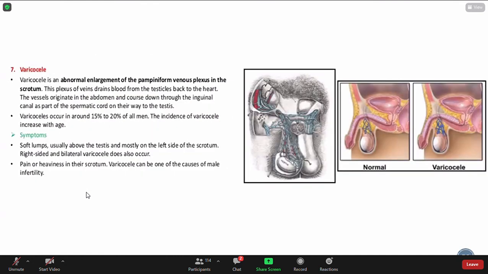Next is varicocele. I mentioned earlier that the venous drainage of your epididymis and your scrotum are known as the testicular veins or the pampiniform venous plexuses. Varicocele is an abnormal enlargement of your pampiniform venous plexuses.